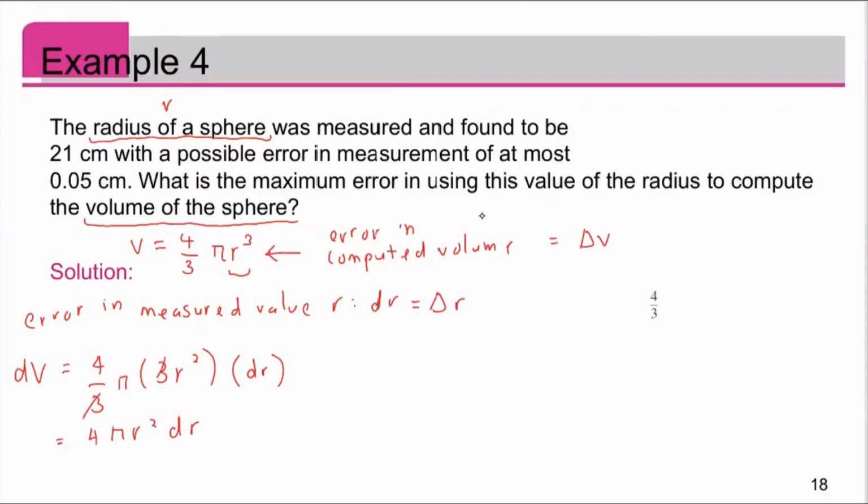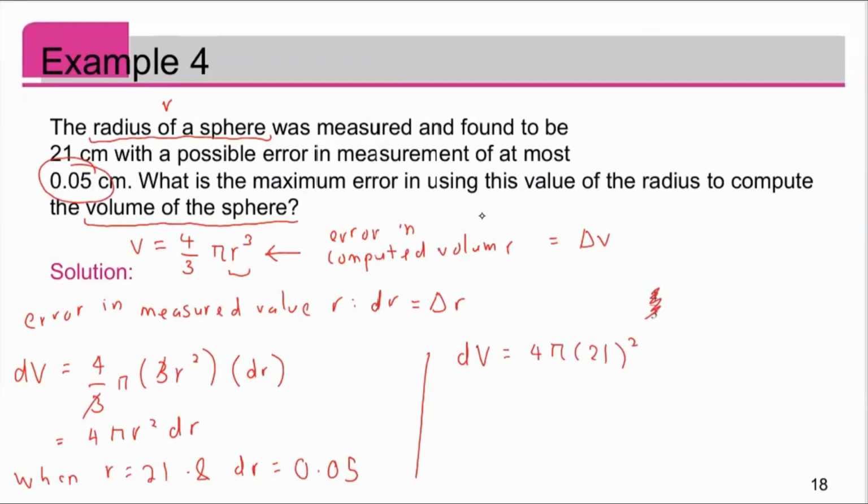All right. So now we have that when r is equal to 21, and dr or delta r is equal to 0.05, that is the error here, we can compute the value of dV. dV is equal to 4 pi, r is 21, so we have 21 squared, times dr, 0.05. You get a very long value, but I'm going to take the big one only, that is 277 centimeters cubed.